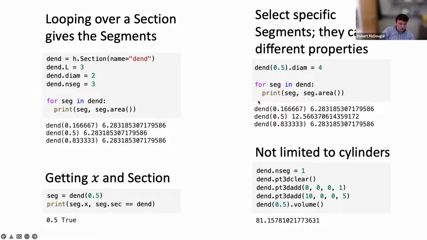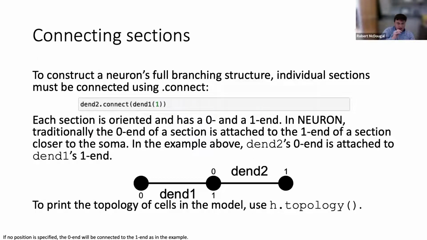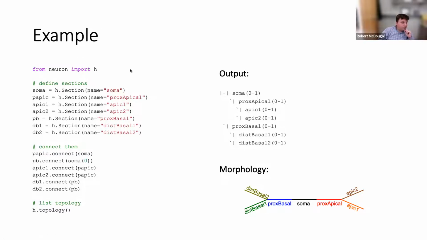And I can do all kinds of things with this. Fundamentally, cells are made of a collection of sections. I can connect a section to another using the connect method on a section. I can see the topology of cells and how everything's gone together using h.topology. So for example, if I have this code, which defines a whole bunch of sections, connects them together, and then prints out the topology, I can see that the proximal apical is connected to the end of the soma, and then apic 1 and 2 are connected at the end of that.